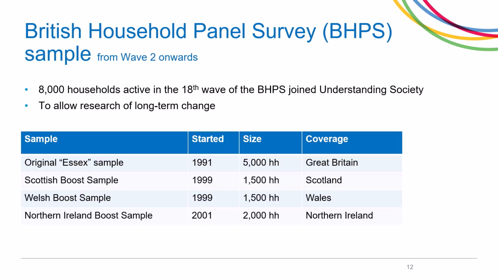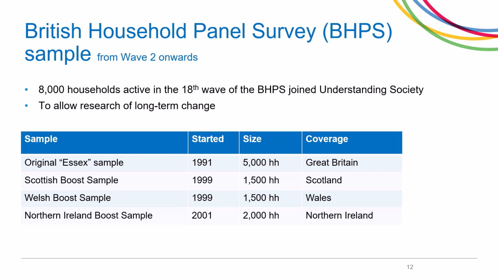British Household Panel Survey, also known as BHPS, is another household panel survey which started in 1991 and continued until 2008. It was decided to invite sample members from this survey who were still active in 2008 to Understanding Society to allow research of long-term change. Around 8,000 households agreed to participate, making the BHPS sample.